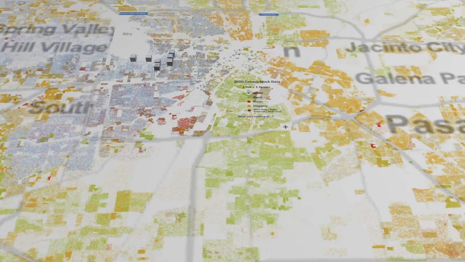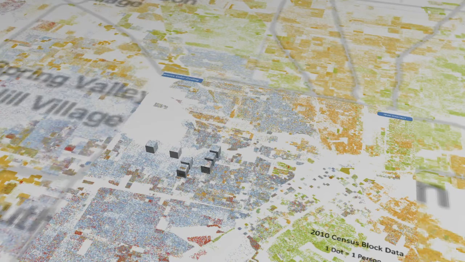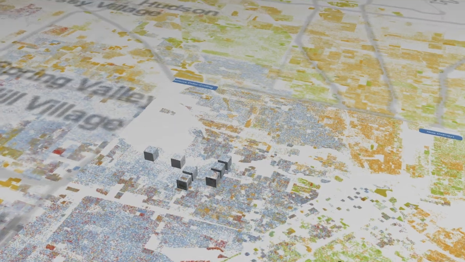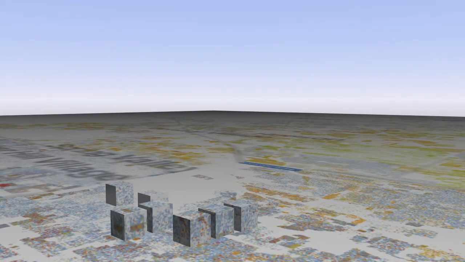Next, we do a zoom from south to north to see the city. We can see the blocks that will be the main focus of the demonstration. Notice that the blocks have the racial dot map picture on the top and on the sides.